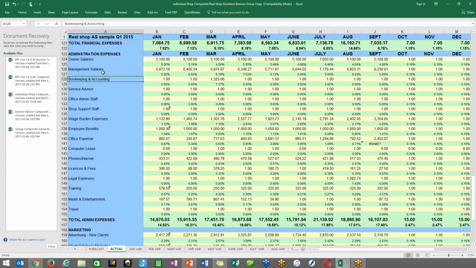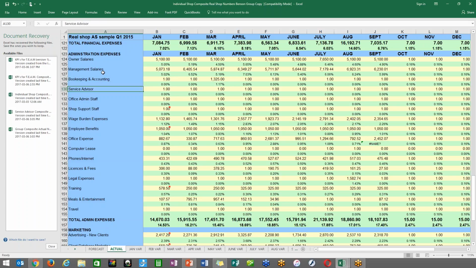And then bookkeeping and accounting. So he's obviously paying for that once a year. And by the way, if it's $1,325 that you can see that he paid in March, that really should be amortized and spread out by 12 for the purpose of this, so you're seeing accurate data from month to month, but also again for the variance.